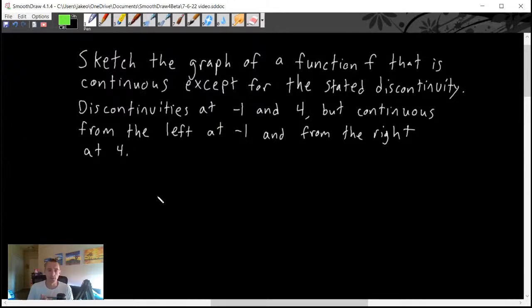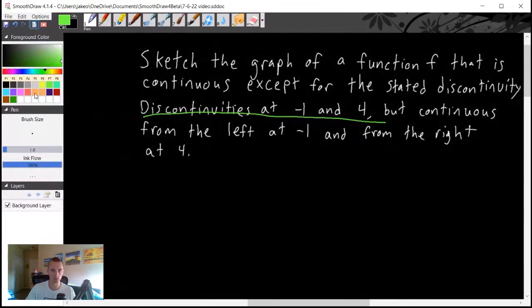We know that our function is going to be continuous everywhere except for two specific points. We know we have discontinuities at x equals -1 and x equals 4. So those are really the only two places where our function is going to be discontinuous. What we can start with is drawing out our xy axis first of all.